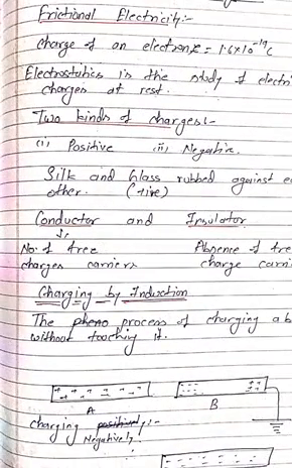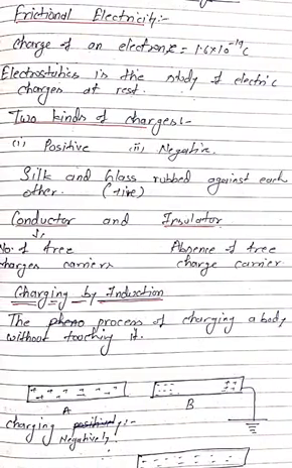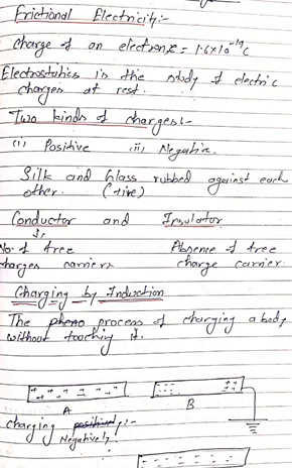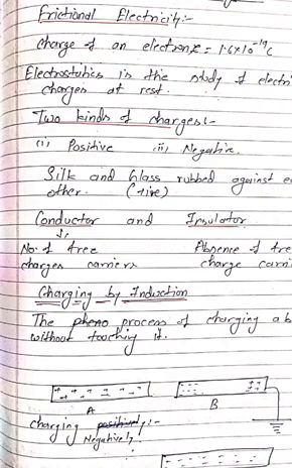Conductor and insulator. All of you know, any substance through which electricity can pass easily is known as a conductor. It is because of the number of free electrons present in that conductor. And what is an insulator? The substance through which electricity cannot pass is known as an insulator, because of the absence of free charge carriers, that is electrons.